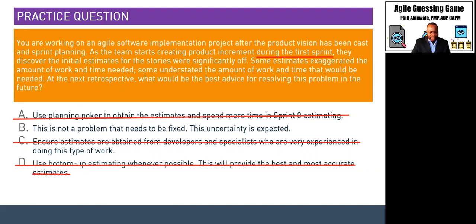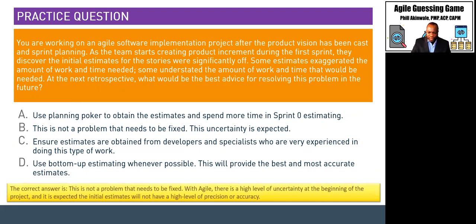So if we take a look at the answer, and I want to say a big thank you to our buddy Mark for this question, which is a very, very well put together question. The answer that Mark has provided is, the correct answer is, this is not a problem that needs to be fixed. With Agile, there is a high level of uncertainty at the beginning of the project, and it is expected that initial estimates will not have a high level of precision or accuracy. So thank you, Mark, for that question.